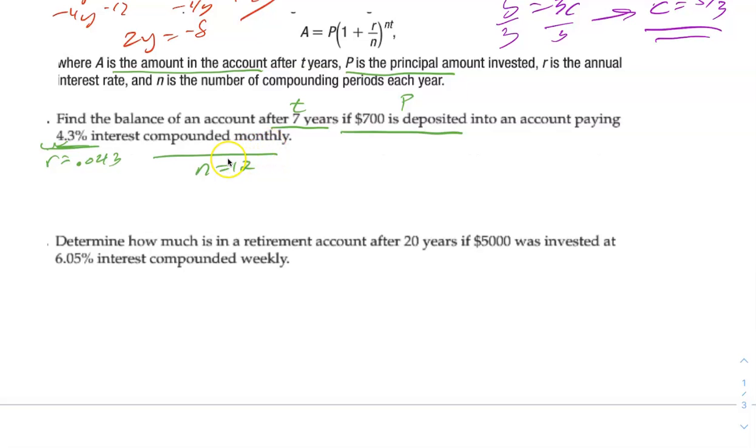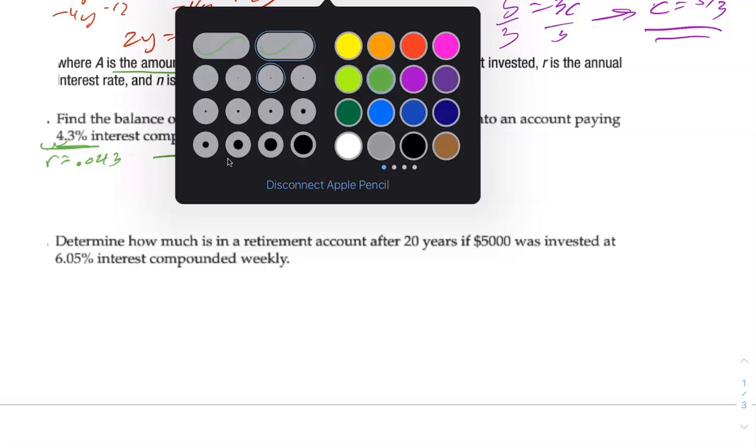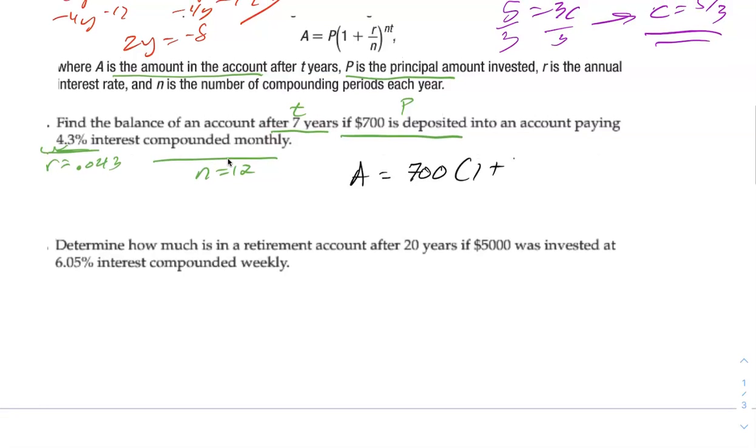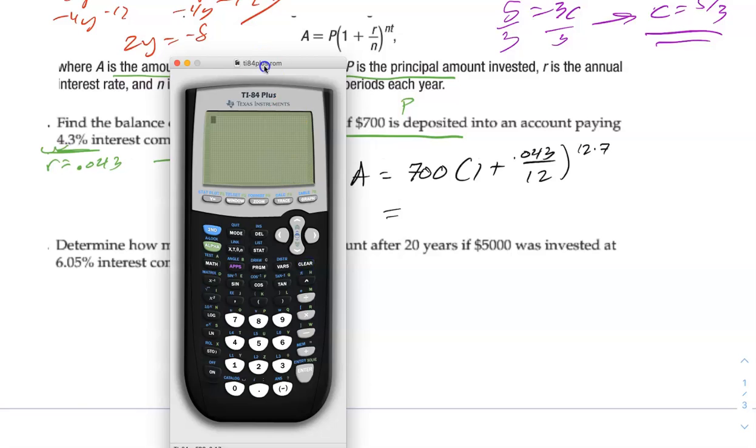So we have all that, plug it into the equation. A equals P, which is 700, times 1 plus 0.043 over 12, all raised to 12 times 7. So like that. If you don't have a calculator, that's fine. Just leave it like that, and you are done. If you do have a calculator, we'll take care of it. Like now. So got it out.